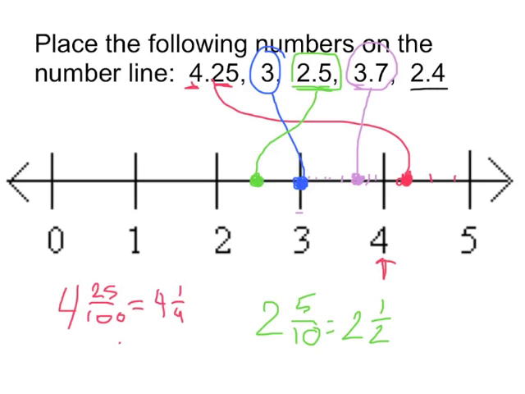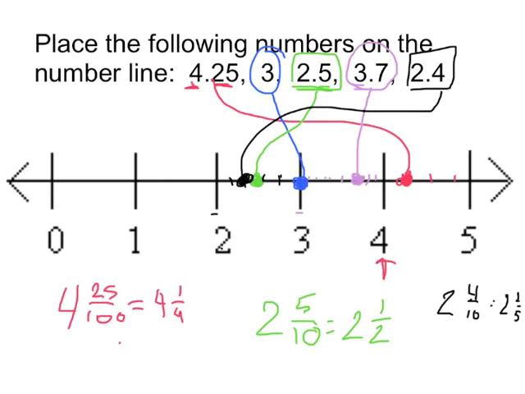Finally, we have 2 and 4/10. 2 and 4/10 simplified is the same as 2 and 2/5. So I go to the whole number 2, cut this into 5 equal parts. 1, 2, 3, 4. And then I go over 2 of those. So 2 whole and 2/5.